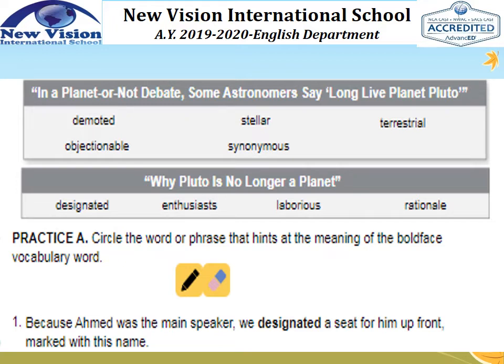You have to circle the word or the phrase, meaning group of words, that hints or gives a clue at the meaning of the bold-faced vocabulary word. For number 1, let's read. Because Ahmad was the main speaker, we designated a seat for him up front, marked with this name. So we have the word, very good, designated. So where do you think is the word or phrase that gives a clue to our vocabulary designated? Great. So we have marked with this name.